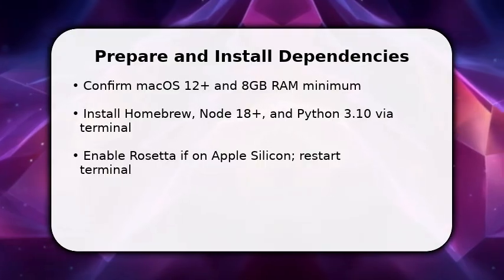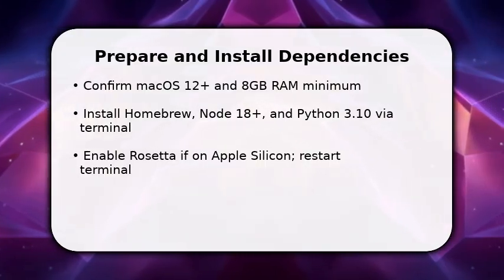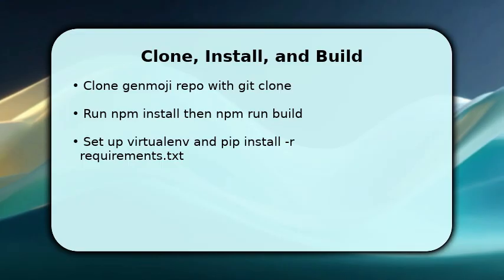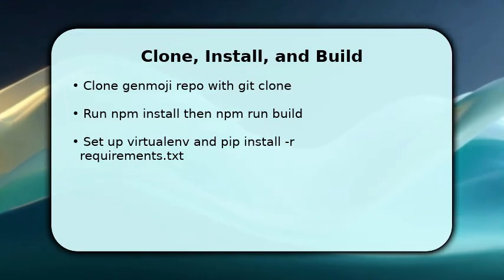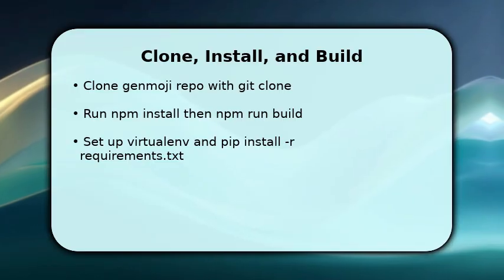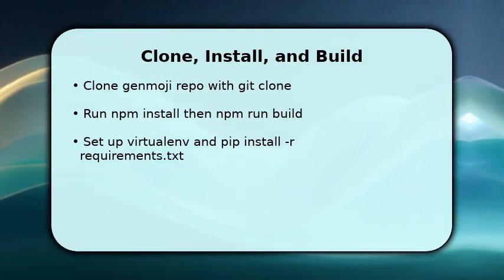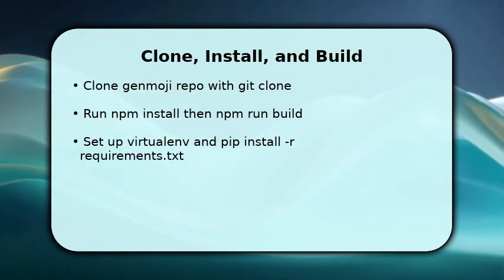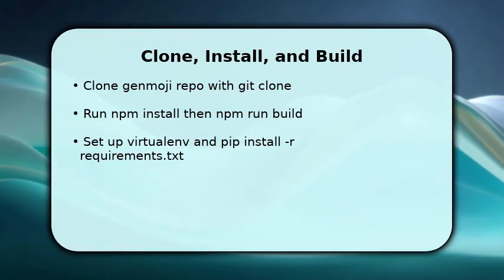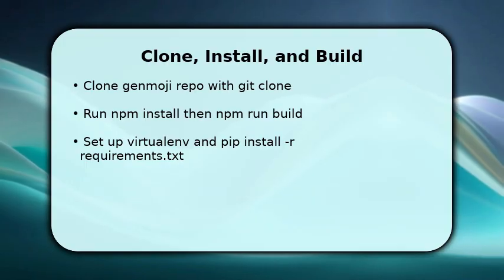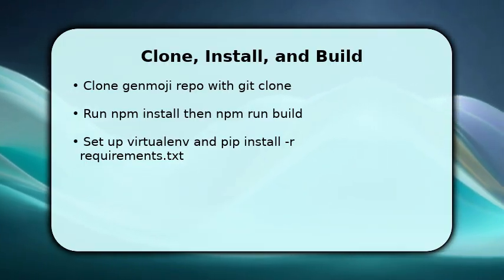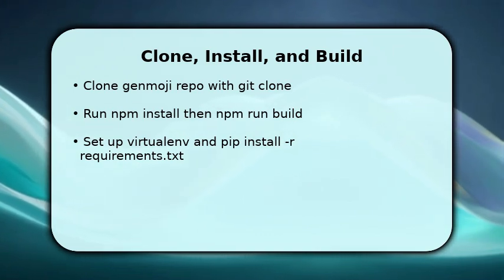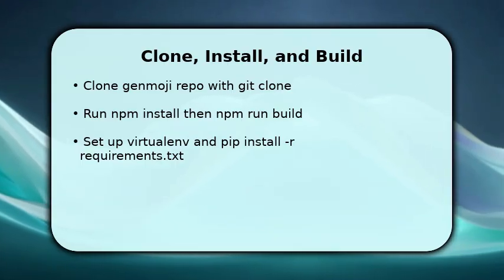Next, clone the Genmoji repository into a dedicated folder and change into it. You run git clone, then npm install to fetch JavaScript dependencies. This sets up the UI and build pipeline. After that, use npm run build to produce production assets. For Python components, create a virtualenv, activate it, and pip install from requirements.txt so backend services work. Make sure environment variables like API keys are exported before you start. This prevents runtime errors during the build or when launching local servers.